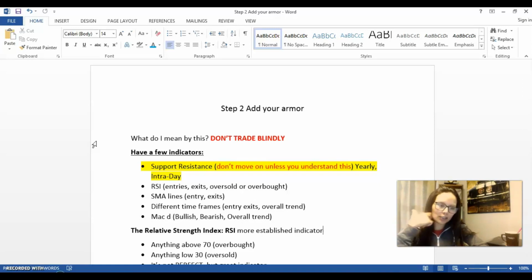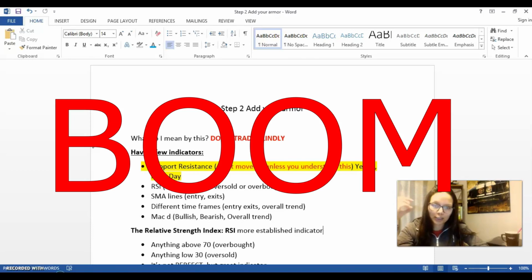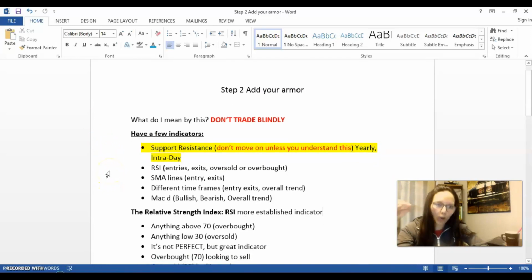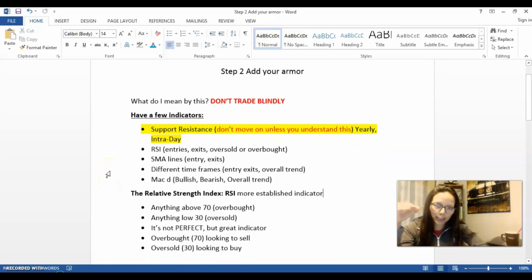By this I mean some kind of technical indicator to help with your day trading, okay? Because you're going to blow up your account even quicker without using any indicator, from my experience, okay? So I would add some armor into your day trading, okay? Use some technical indicators. Okay, so let's get right into it.